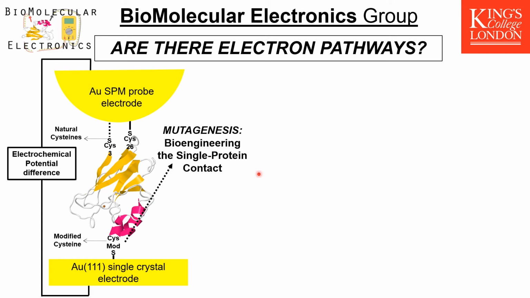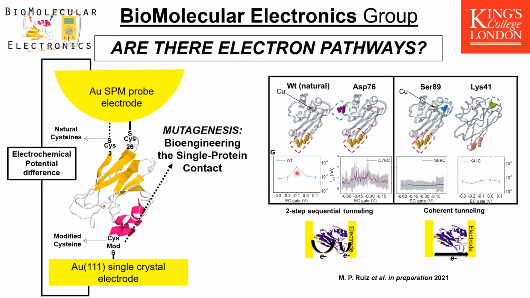Now, this is a complete story that I would need another talk to talk about. But just to make the long story short, this is a summary of the results that we got and some of the modifications. So we have the wild type on the left, where we saw this bell shape of the conductance versus electrochemical potential, the characteristic of this two-step sequential tunneling.